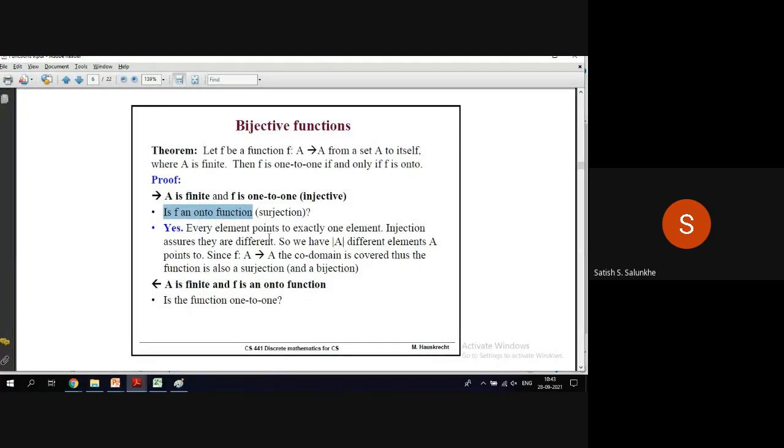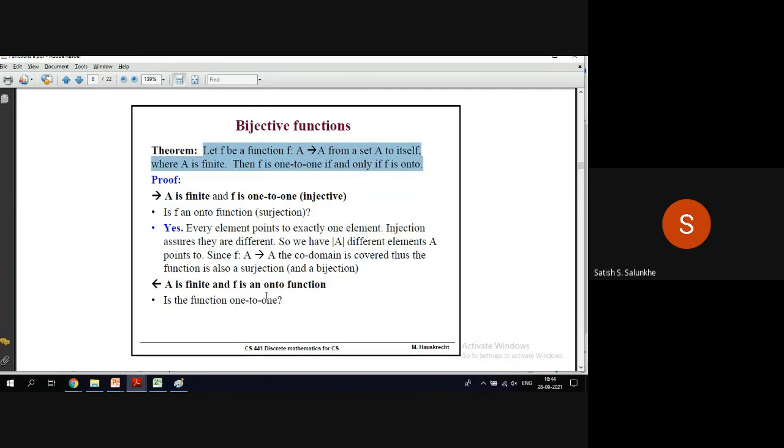Injection assures that they are different. So we have the cardinality of A, that is n different elements of A pointing to, which means there are some pre-images. Since f is from A to A, the codomain is covered, thus the function is also an onto function. Already you have been given one to one and it becomes onto, one to one and onto, that is your bijective function. So we are proving this property here.